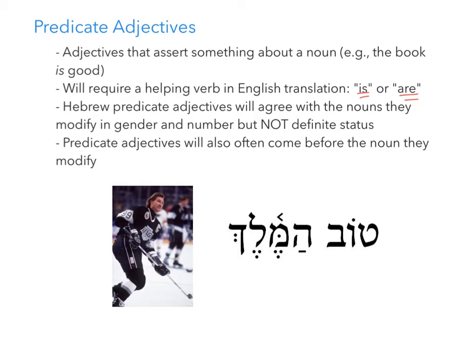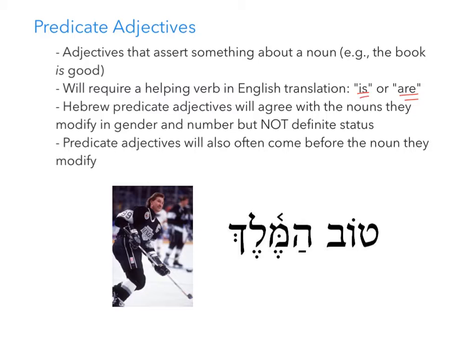So if it's a predicate adjective, you need to include as a helping word is, the book is good for singulars, or are for plurals. So the books are good. So that's something of their function, more or less. Let's look at their form. How are we going to recognize these?